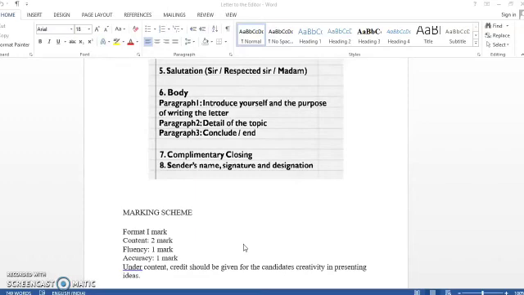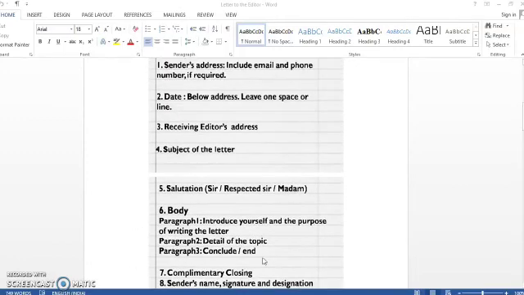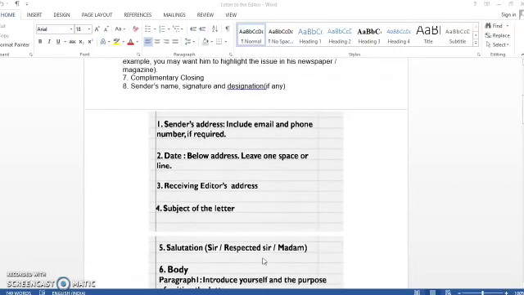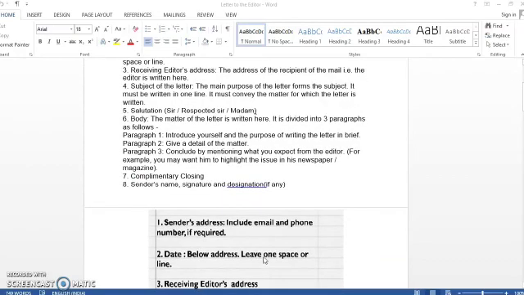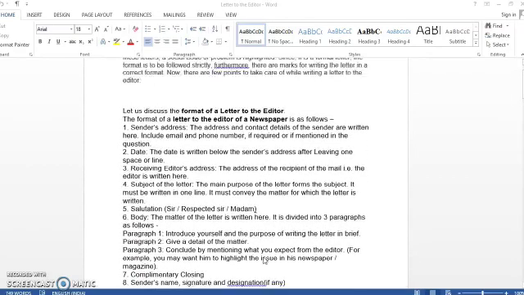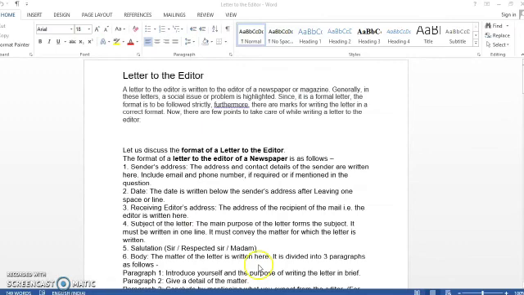So students, first of all, get into the habit of reading letters to the editor in the newspaper. That will give you a very good idea on how to write a letter to the editor. And the second thing is practice writing letter to the editor.